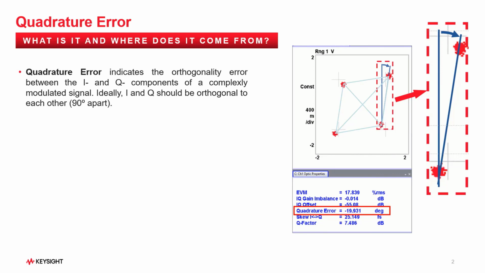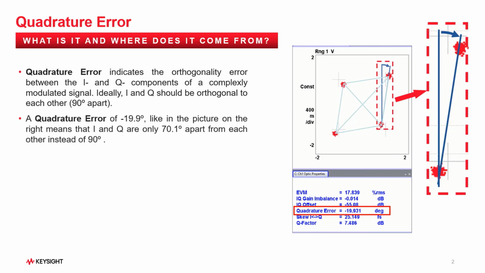The optical modulation analyzer can be set up to measure the angular error in the optics properties window, shown below the constellation diagram. The OMA reports a quadrature error of minus 19.9 degrees, which means that the angle between I and Q is only 70.1 degrees instead of the desired 90 degrees.